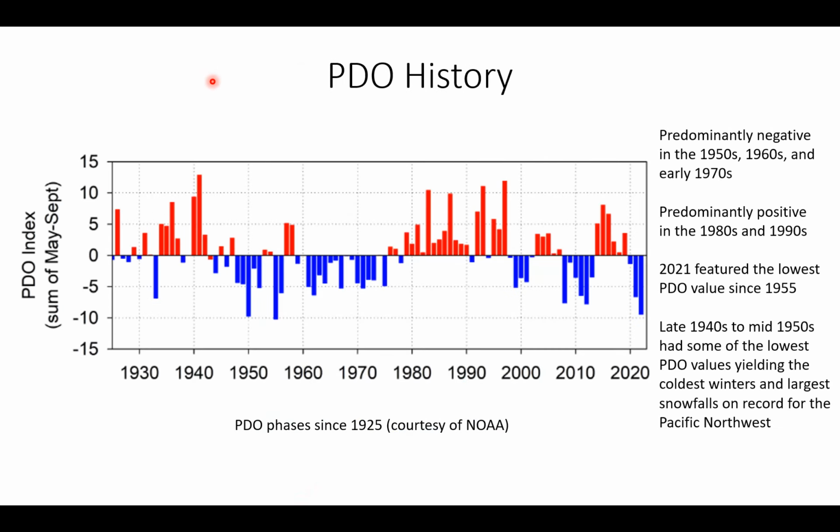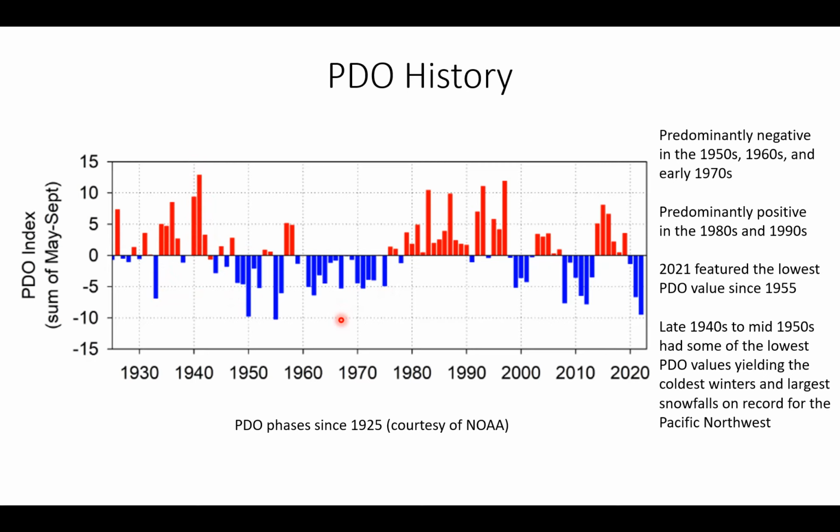Here's a look at the PDO history. This is courtesy of NOAA. The blue bars representing the negative phases of the PDO, the red vertical bars indicating the positive phases of the PDO. And so you'll notice a couple things here that really stand out, right?